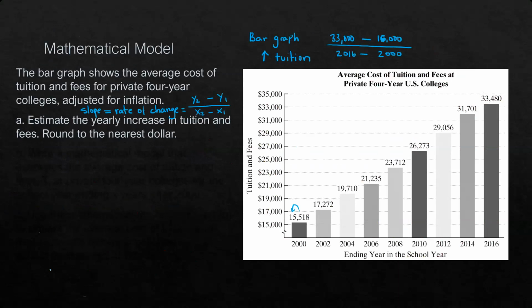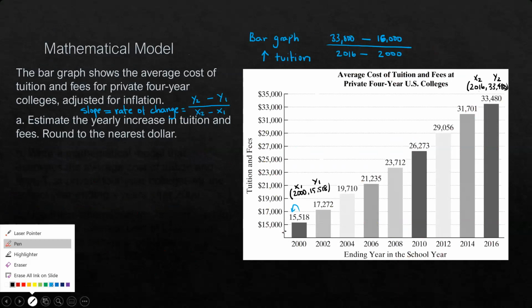Let me try to explain why I did that. This would have been the point (2000, 15,518), so this is the x1, y1 value. And this number up here would have been the point (2016, 33,480), so that is x2, y2. If you see the formula, it is this number minus that number, and then x2 minus x1. Hopefully that makes sense.